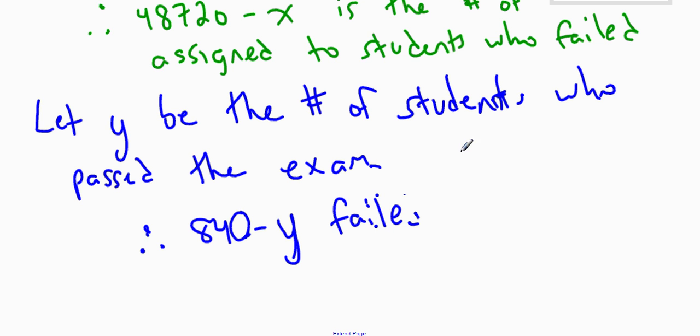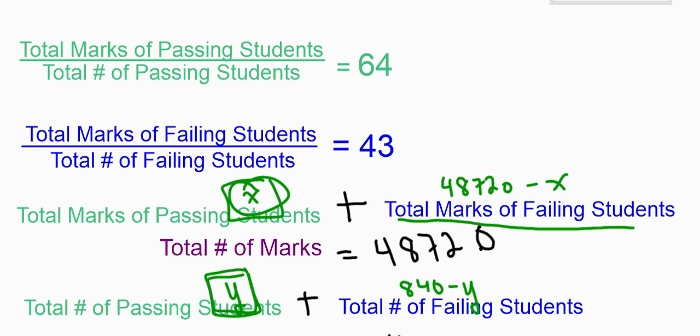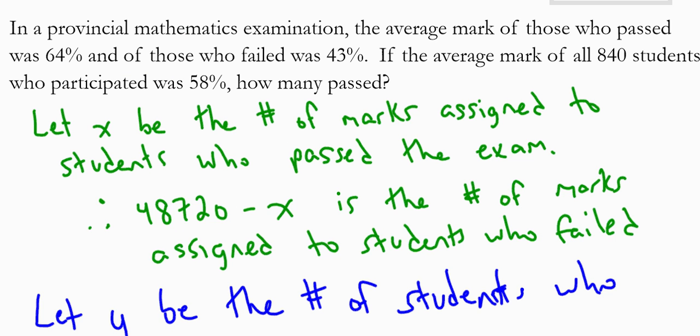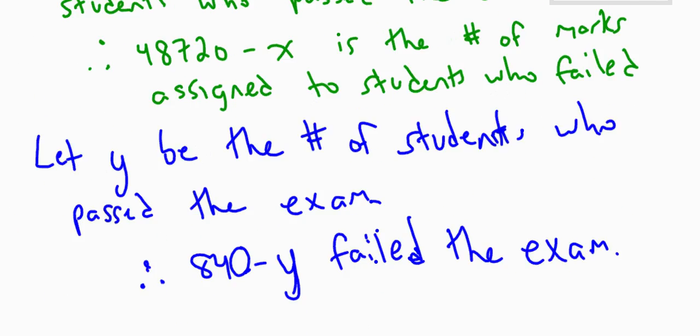Okay, why are we erasing the exam? So again, that's the information we got when we were thinking here, that if Y students passed, then 840 minus Y students failed, because we know that there were a total of 840 students. So we've defined two variables, X and Y. Now let's use them to set up some equations.